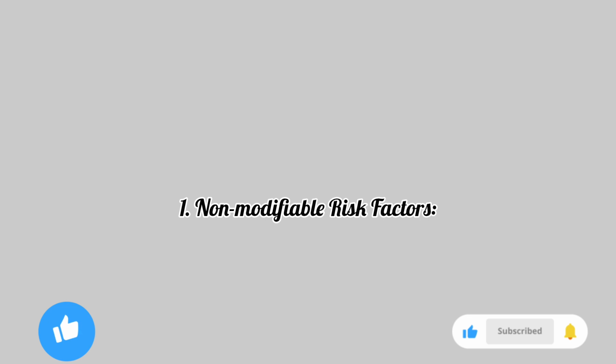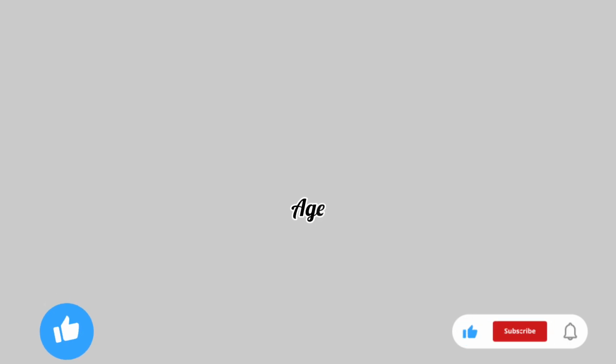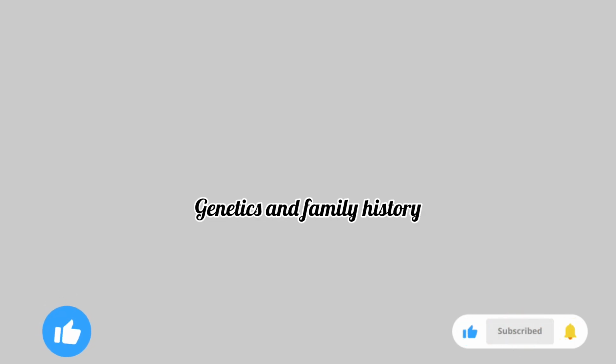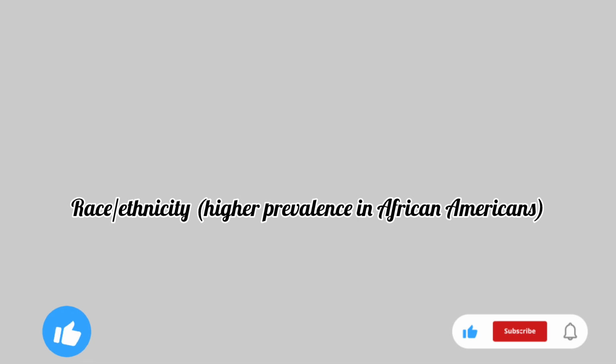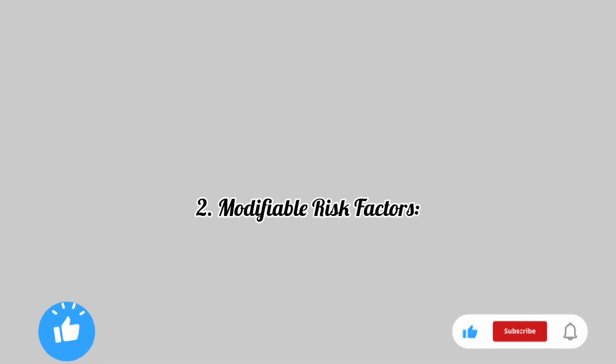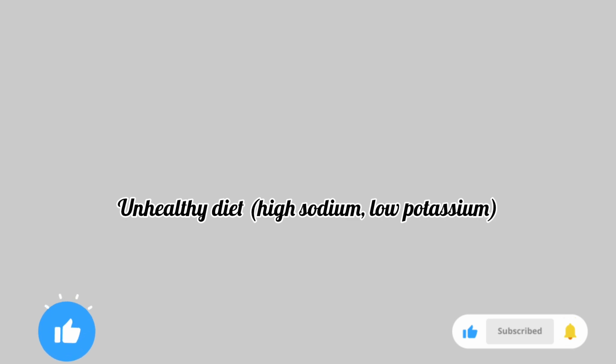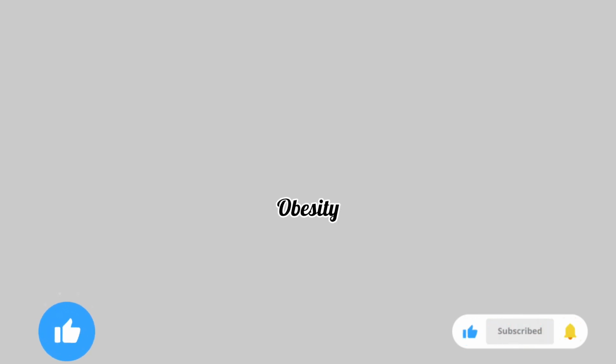Causes and risk factors. 1. Non-modifiable risk factors: age, genetics and family history, race and ethnicity, with higher prevalence in African Americans. 2. Modifiable risk factors: unhealthy diet, high sodium, low potassium, obesity, sedentary lifestyle, smoking and alcohol consumption.